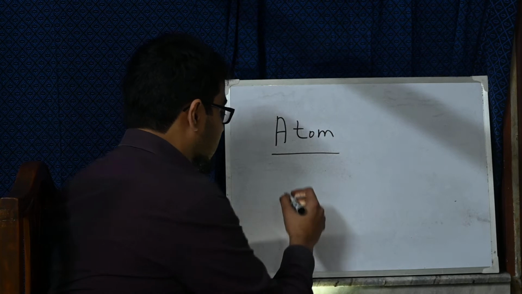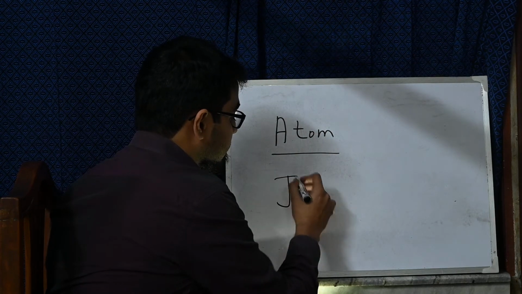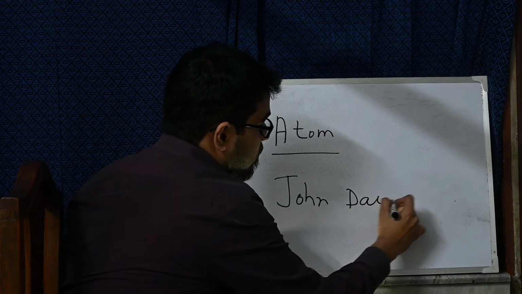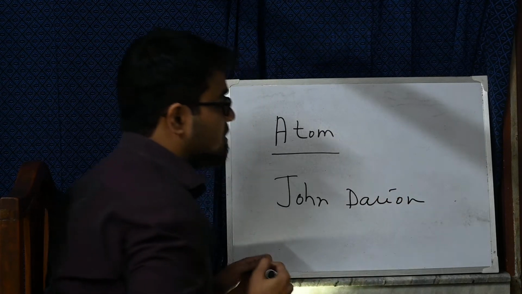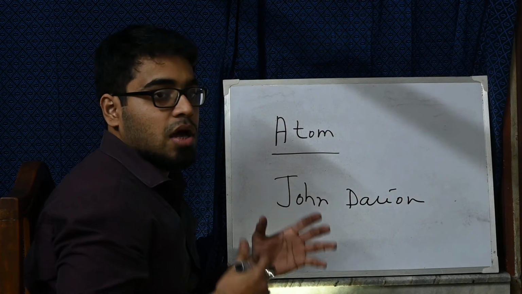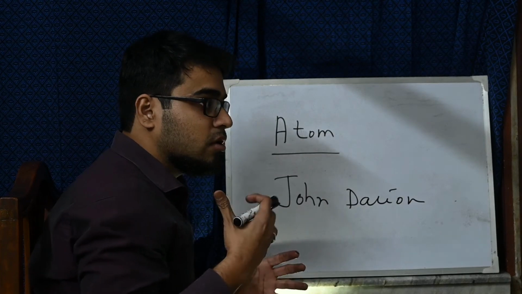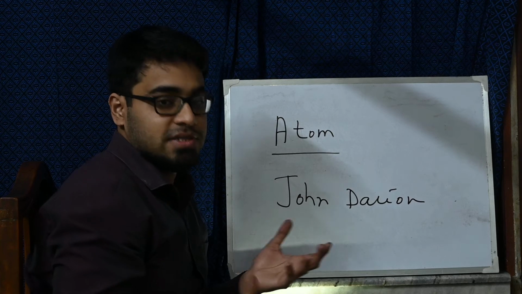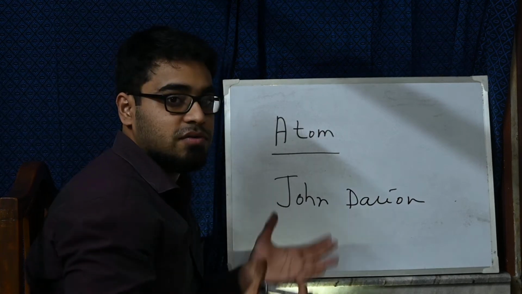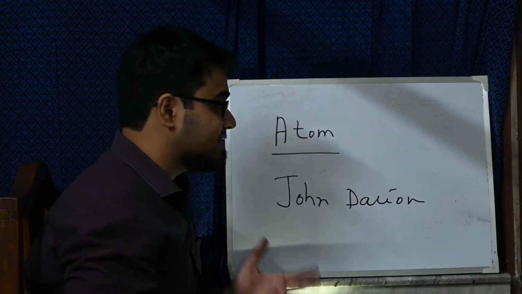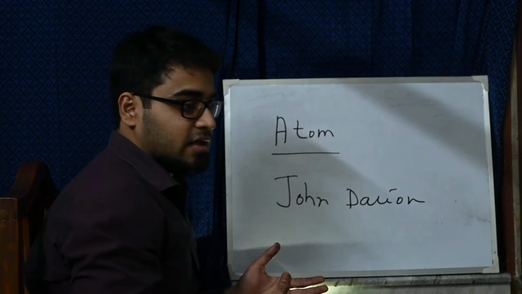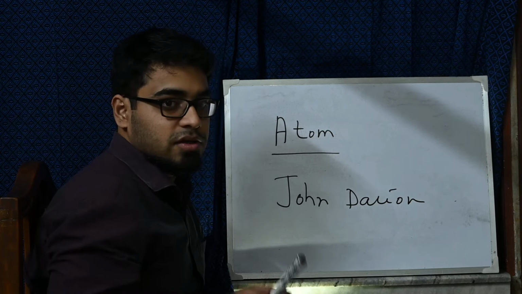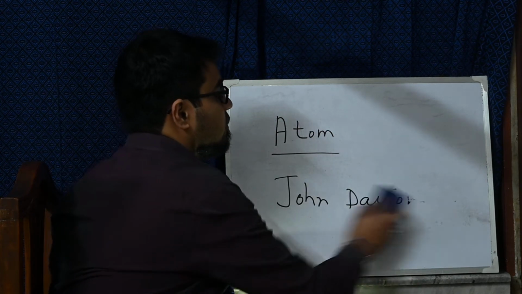So I want to add a few things first, that John Dalton was the first person to propose how an atom looks like, and he's also famously known as the father of atomic theory. This atomic theory was modified over ages, and it stands where we are today and how the atom looks like. So he has a lot of contribution to the world of atom.